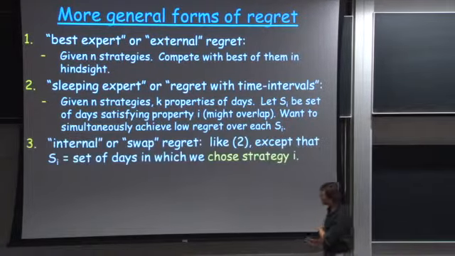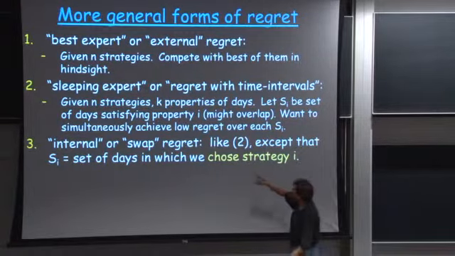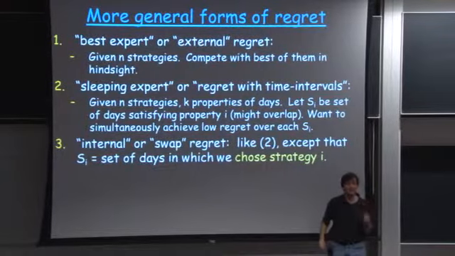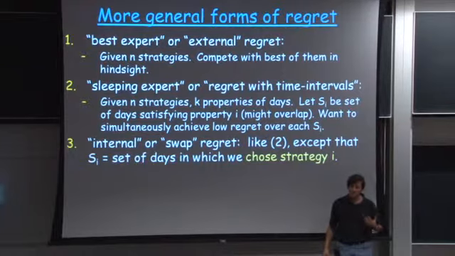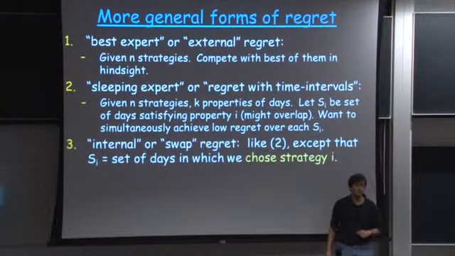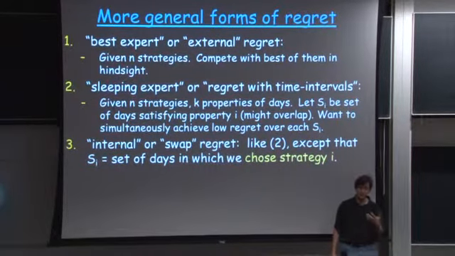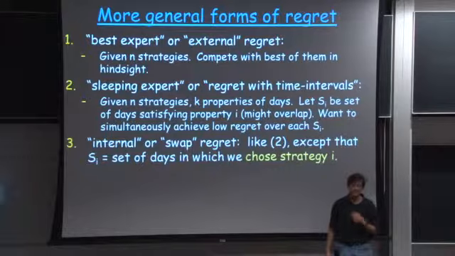Okay, internal regret or swap regret is like this, except S_i is the set of days in which we chose strategy i. So what I want is, in the days that I chose strategy 1, if you extract those out, there's no particular action I would prefer to do better than strategy 1. In the days where I did strategy 2, there was no particular action that I preferred to strategy 2. It's a little bit weird.